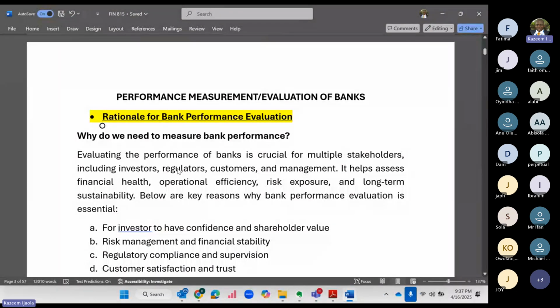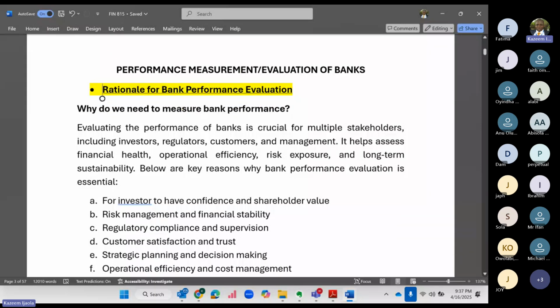So the next one that I want to discuss is the performance measurement or evaluation of banks. Now, the first thing is, why do we need to measure bank performance? Why can't we just leave banks alone? Why do we need to measure bank performance?